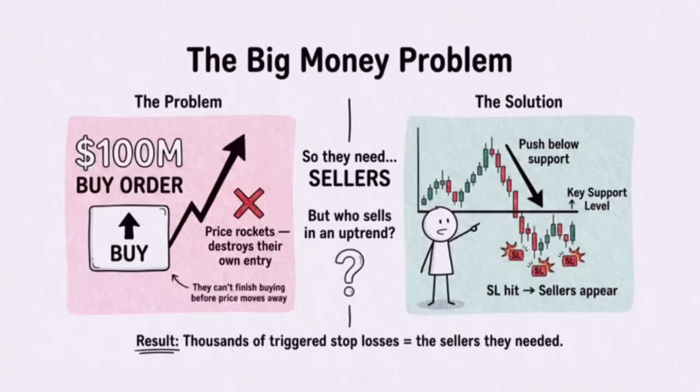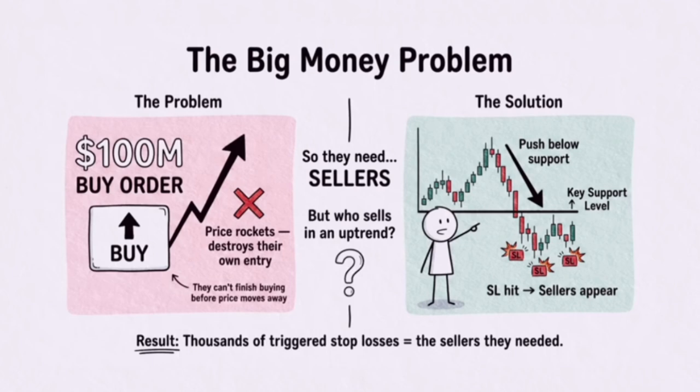Here's why. Imagine a hedge fund that wants to buy $100 million worth of an asset. They can't just hit the buy button. If they did, price would rocket up before they finished filling their order. They'd destroy their own entry. To buy at a good price, they need sellers, a lot of sellers. But who would sell in an uptrend? Nobody wants to sell when price is going up.